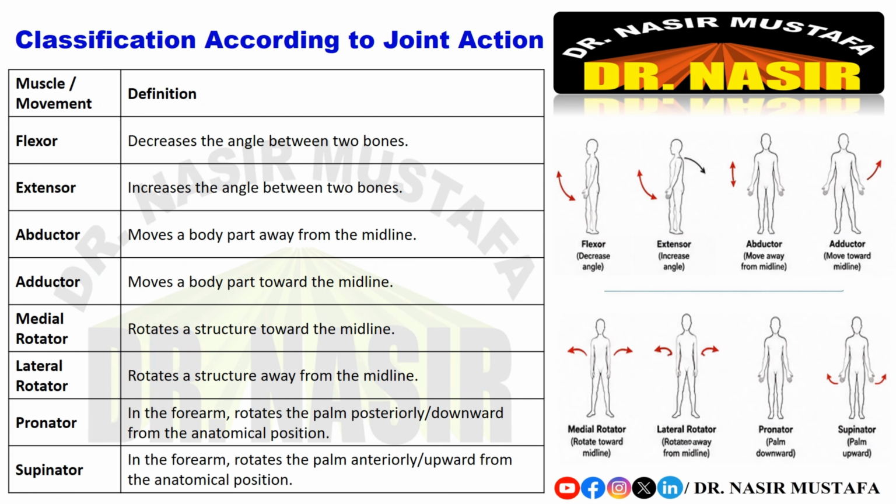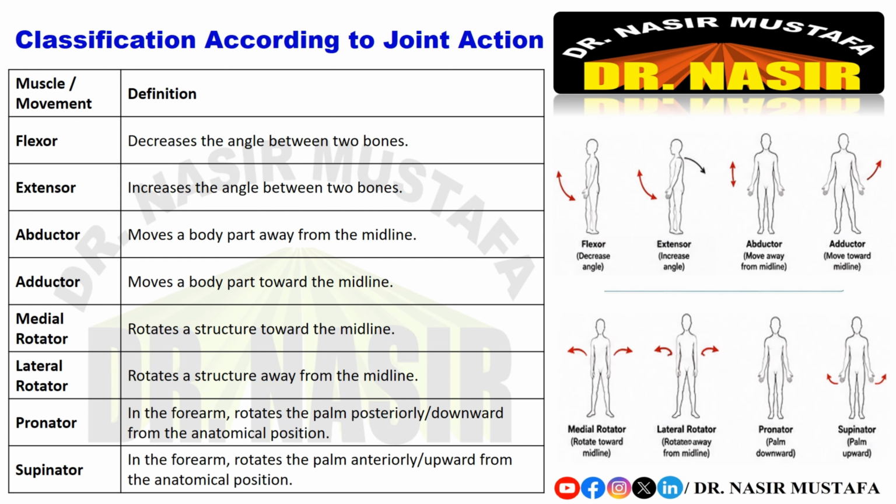Classification according to joint action. Muscles can also be classified according to the movement they produce at a joint. A flexor decreases the angle between 2 bones. An extensor increases the angle between 2 bones. An abductor moves a body part away from the midline. An adductor moves it toward the midline. A medial rotator rotates a structure toward the midline, while a lateral rotator rotates it away from the midline.